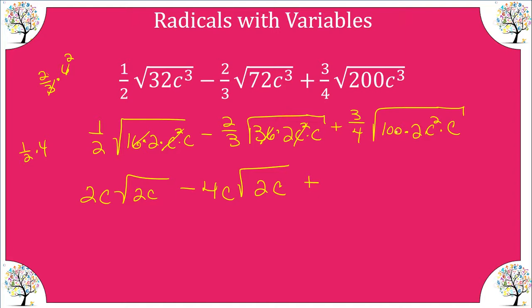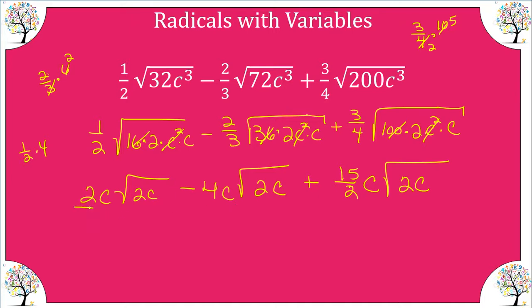So the square root of 100 is 10. So I'm going to say 3/4 times 10. I'm going to cross simplify, and I'm going to divide each of these by 2. 3 times 5 is 15. Over the 2 times the understood 1 is 2. I'm going to take the square root of c squared, which is c. And then we're left with radical 2c.